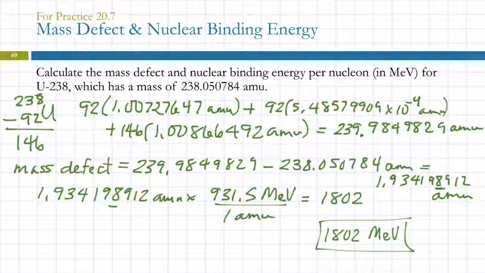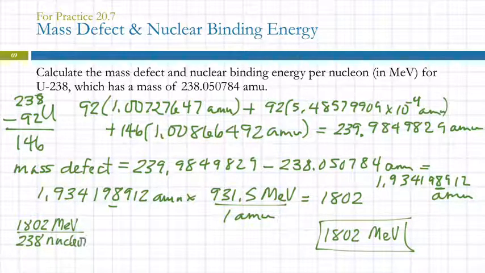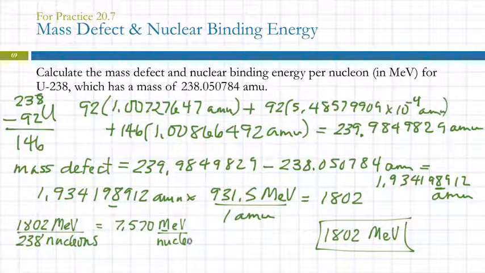Yeah. Is this really the answer to this problem? No. I calculated the binding energy for one atom, but I need to divide it by the number of nucleons. How many nucleons? 238. So 1802 mega electron volts divided by 238 nucleons is 7.570 mega electron volts per nucleon. That's what they asked us for.